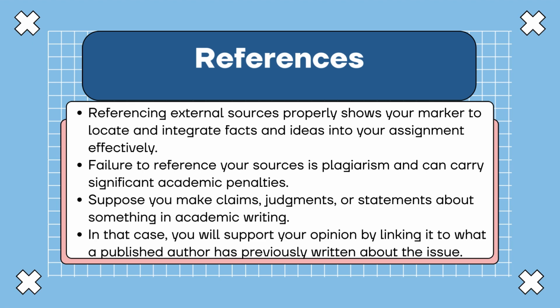So, suppose you make claims, judgments, or statements about something in academic writing. In that case, you will support your opinion by linking it to what a published author has previously written about the issue. So, in this part of your paper, this is where you list all the sources you've cited in your work, following the APA documentation style. It's a standard practice in disciplines like psychology, education, social science, and business. Proper referencing is crucial as it allows your readers to locate and verify the sources you've used.